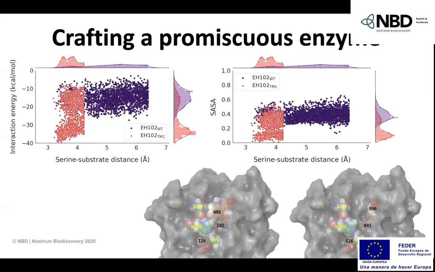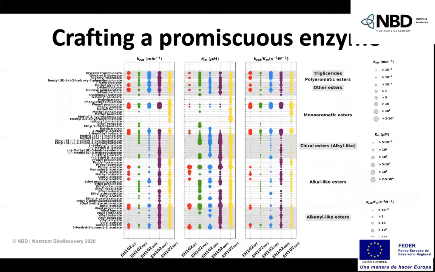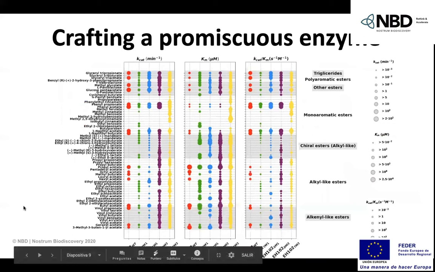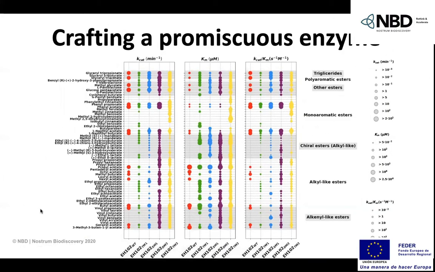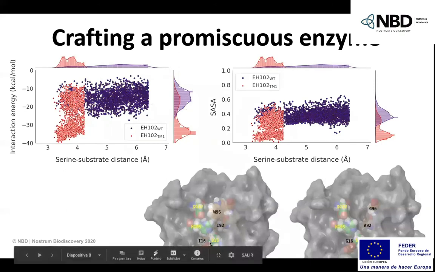But what did the in vitro validation say? In vitro validation said that yes, we created a promiscuous enzyme from a non-promiscuous one, and this promiscuous enzyme that we have here is capable of hydrolyzing more substrates than the previous one, the wild type, but we lost activity. Why did we lose activity? The reason was here in position 16, which is nearby. Position 15 is a catalytic serine that was replaced by a glycine.